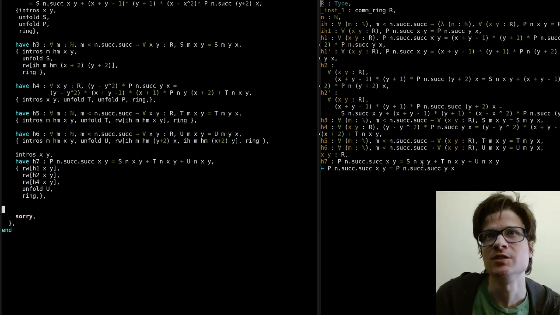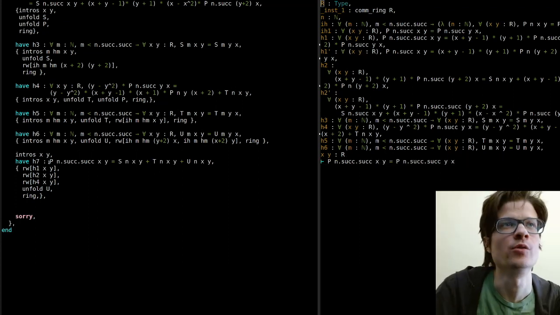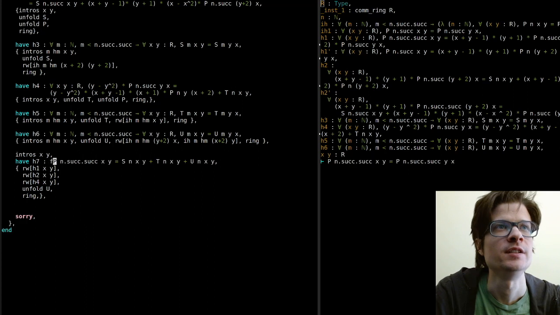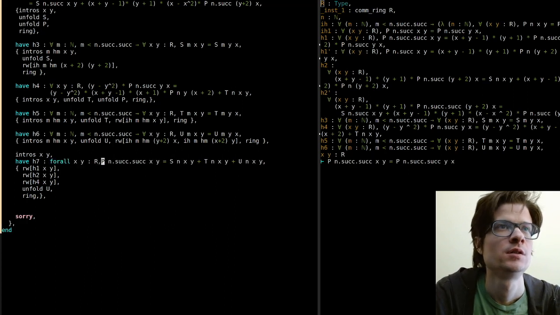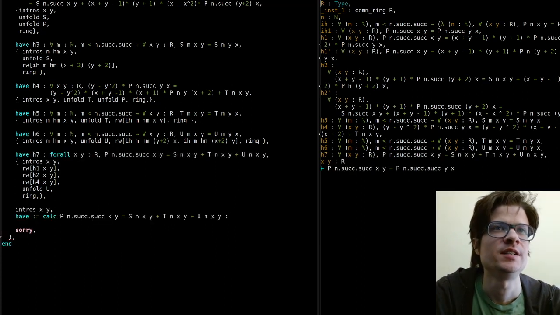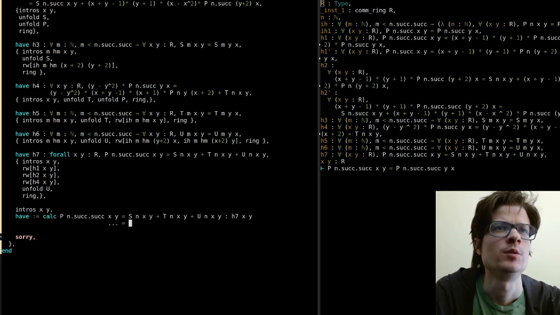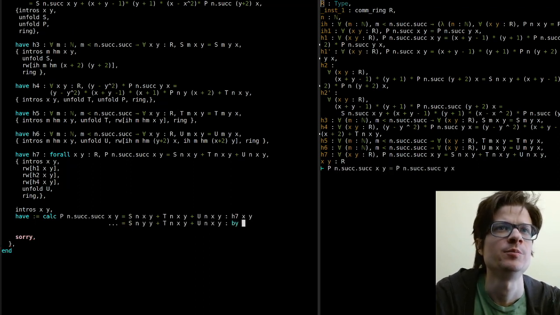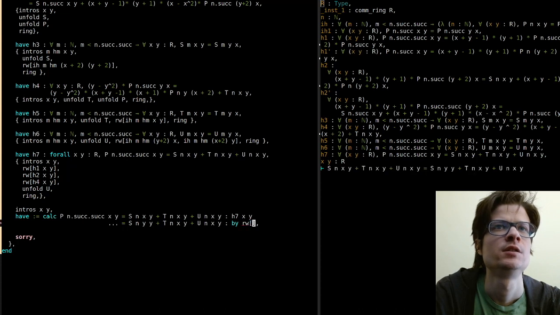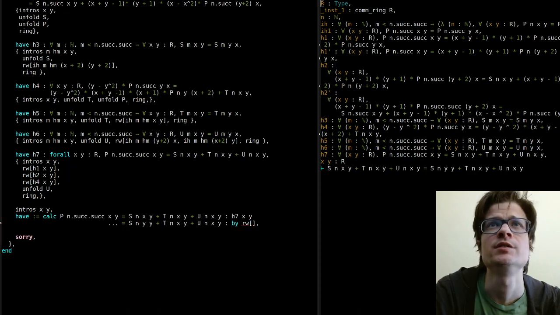So the next step is just to reverse the x and y in all of these. Let's put this under the quantifiers because I think I want to instantiate it twice. Rewrite p in terms of s, t, and u, and that's just h7 of xy. Next step, apply symmetry to each of these things. Apply rewrite. So symmetry for s was h3.